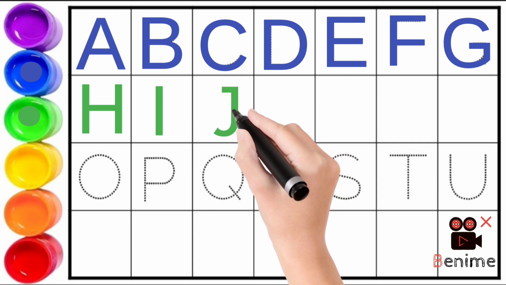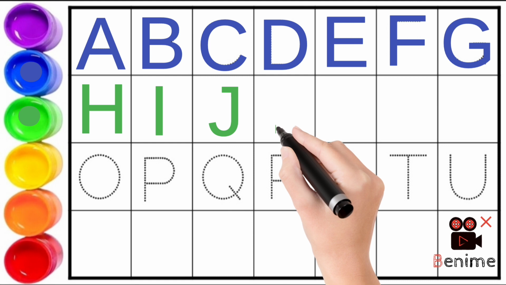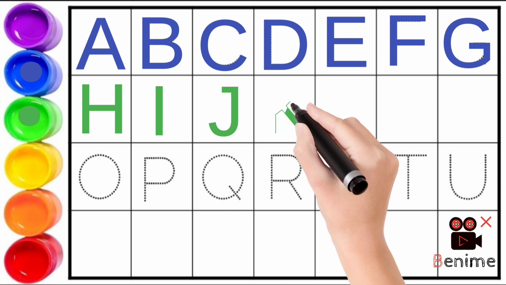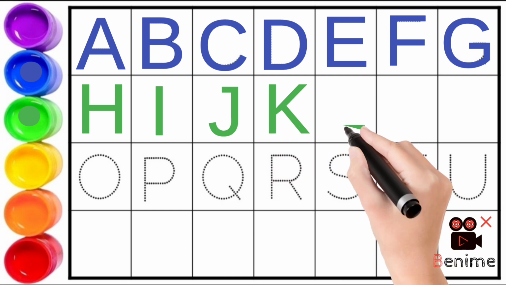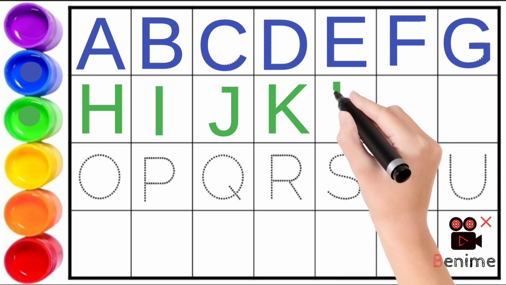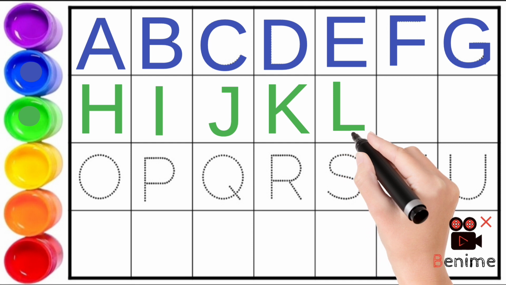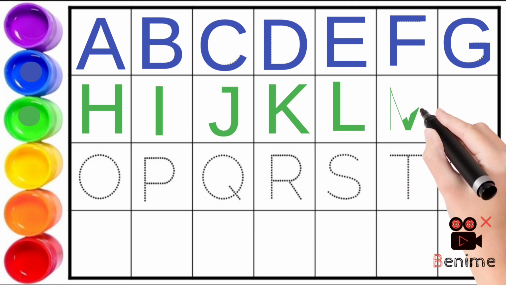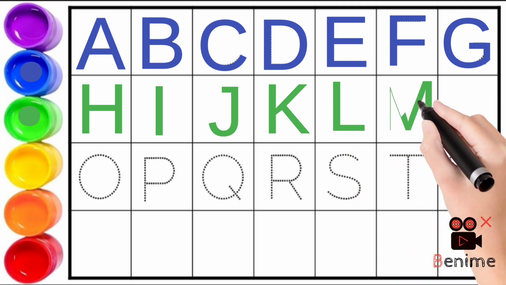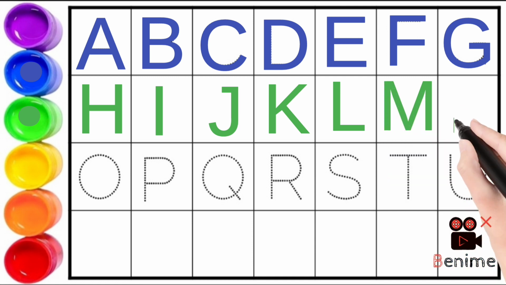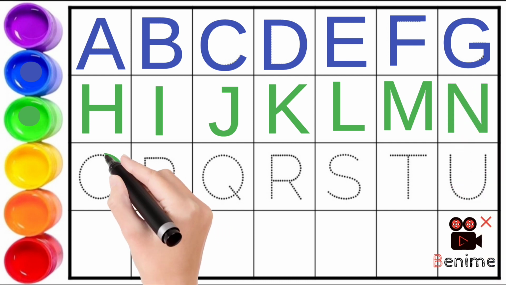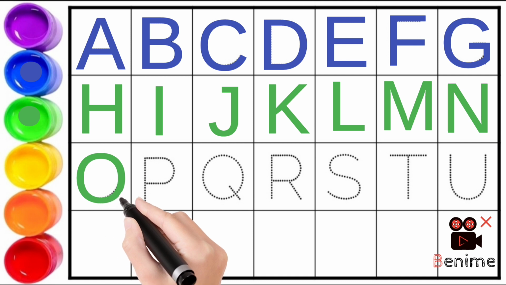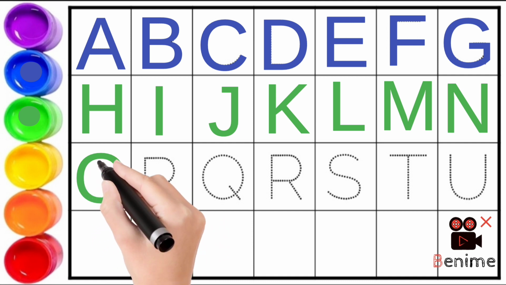J. J for juice. K. K for kite. L. L for lion. M. M for monkey. N. N for net. O. O for ox.